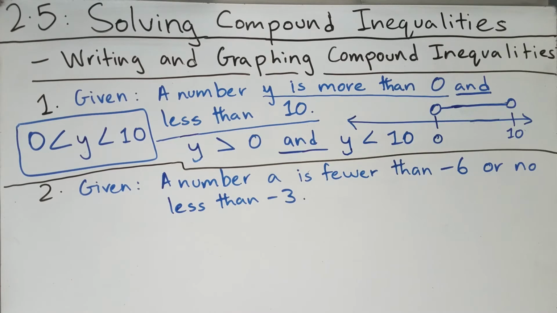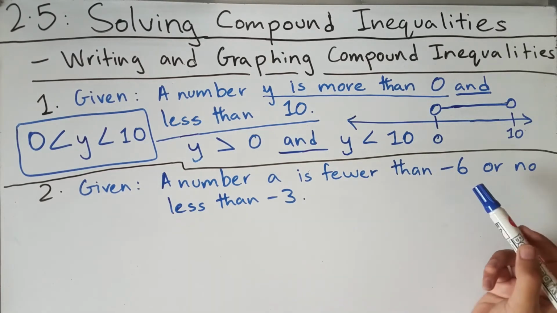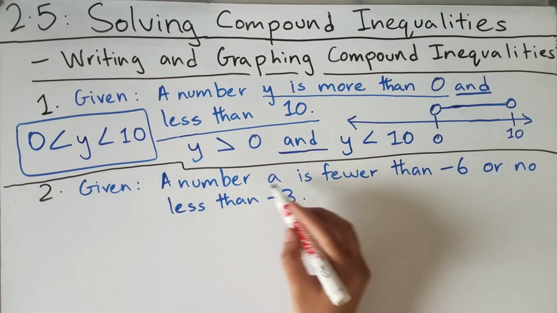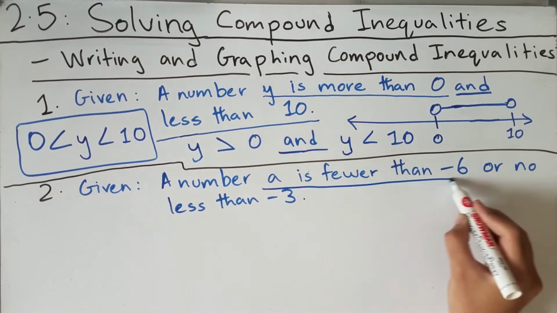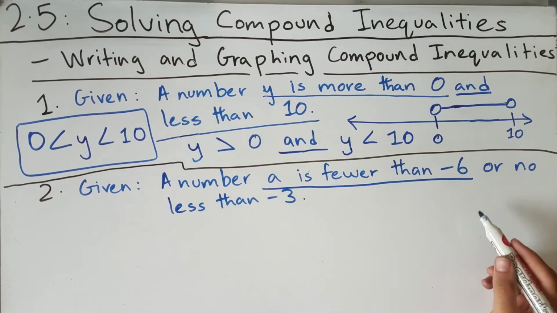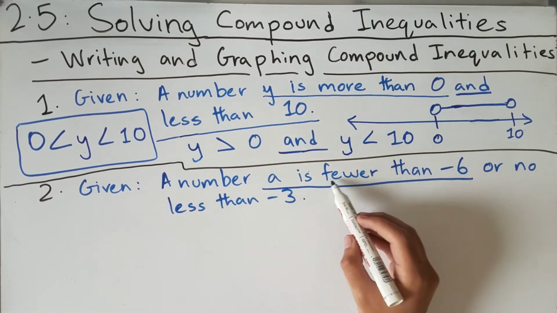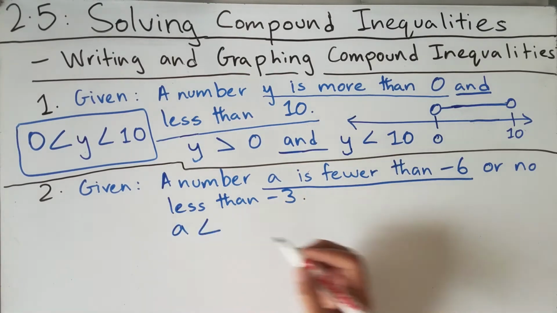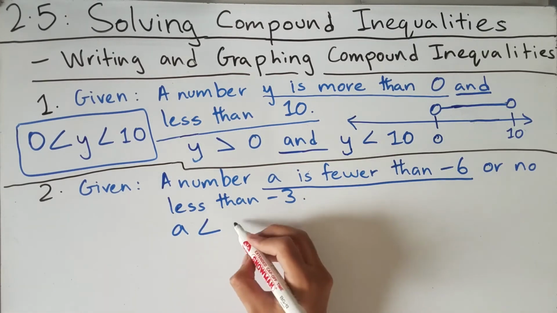So again, in this inequality, which is a compound inequality, we have two constraints that we have to find out from this word inequality. Well, I can see in this phrase that the number a is fewer than -6. So I can rewrite that in mathematical terms, and we know that fewer than is represented by the less than sign. And this is going to give a is less than -6.